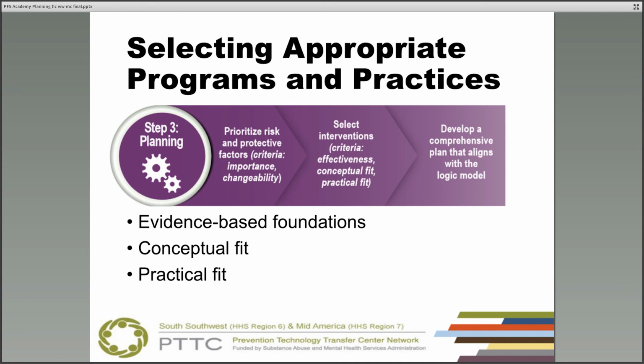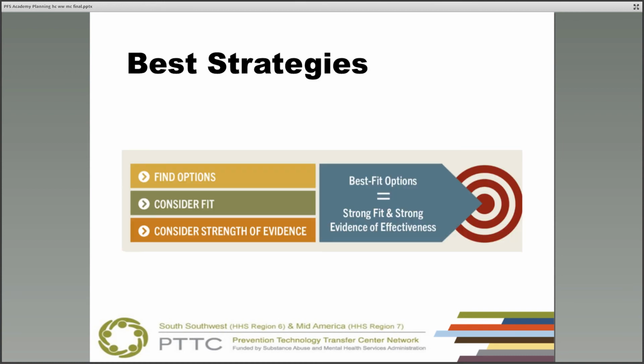Then our conceptual fit is, it directly addresses those priority factors, those risk factors, and as I mentioned before, the practical fit: is it going to work in my particular community context? So this is, again, a graphic, and most of these graphics you'll also see in the last two references on the reference page. Really, those last two references are very well put together by SAMHSA, and I would suggest that you look at them and use them as a supplementary guide as you go through the entire strategic prevention framework planning process.